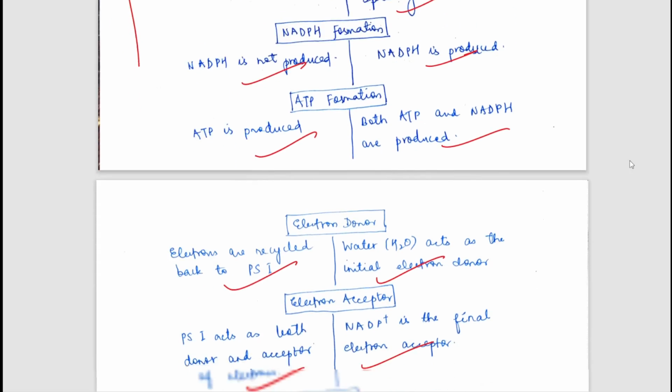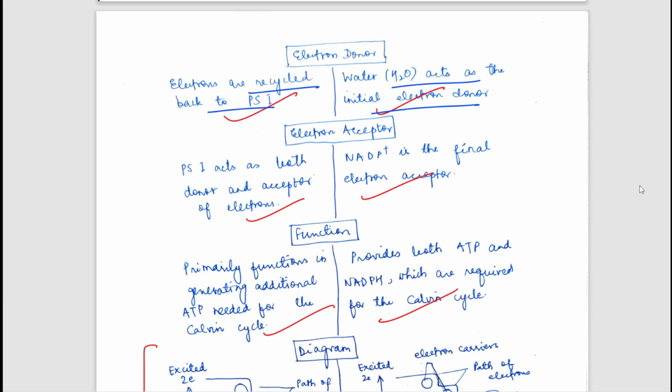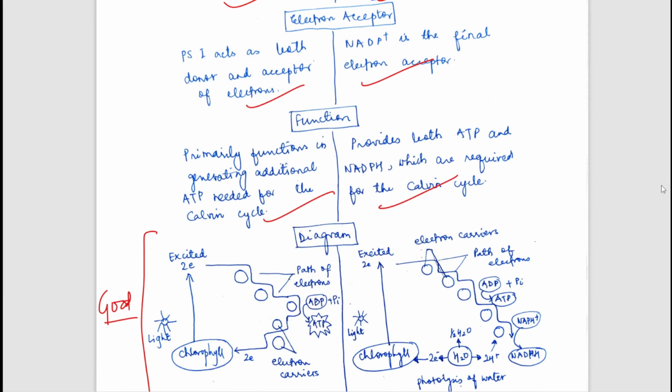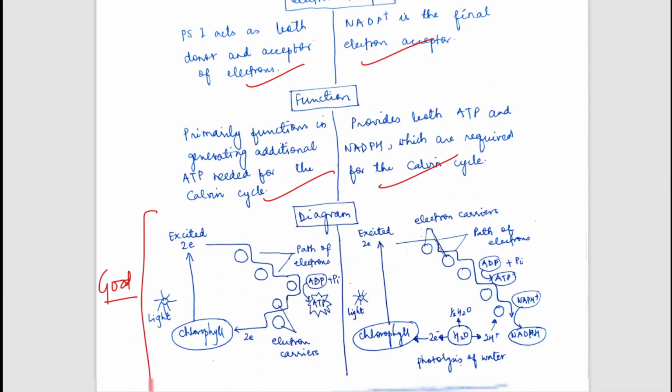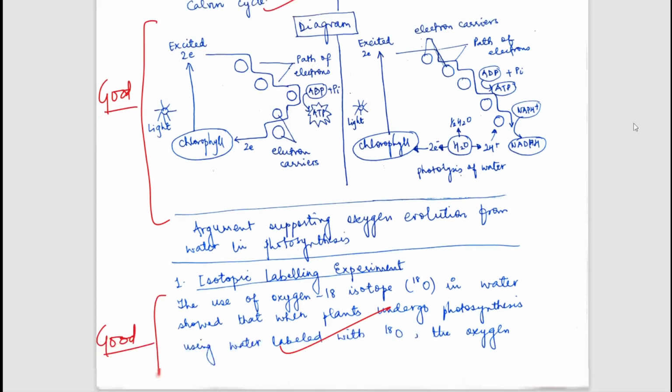Then we see that electron donors have been mentioned: electrons are recycled back to PS1 in the cyclic one, and here H2O acts as the initial electron donor. Electron acceptors have been mentioned. Functions of those electrons have been mentioned. And secondly, through the diagram the student has made it very easy to understand. Whenever you add diagrams in these types of answers, it certainly enhances your answers. So a very well made diagram and a very good written answer.